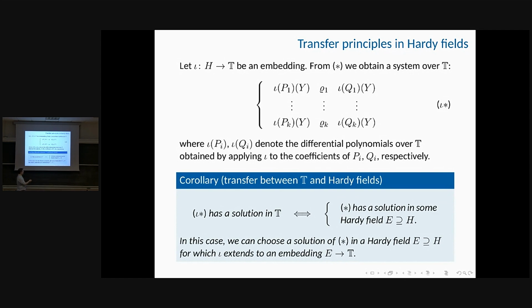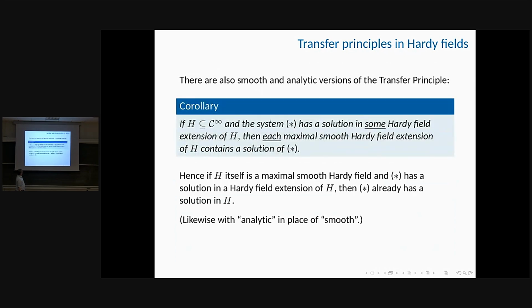Then there's a refinement. You can even choose the solution to live in a Hardy field for which you again have a summation operator. And there are also smooth and analytic versions. Let's say you start with a smooth Hardy field and your system has a solution in some bigger Hardy field, which might not be smooth. But then in fact, there will also be a solution in a smooth extension. In fact, each maximal smooth extension, where maximal smooth means not a maximal Hardy field that is smooth, but a maximal smooth Hardy field, the maximal element in the category of smooth Hardy fields under this partial order, will have a solution. And similarly for the analytic case.